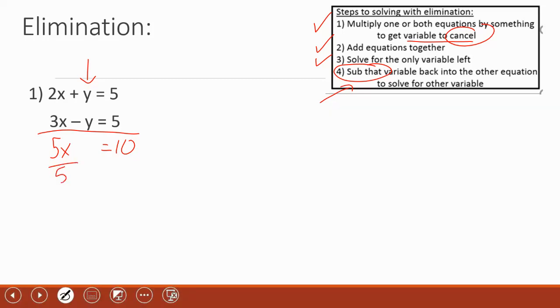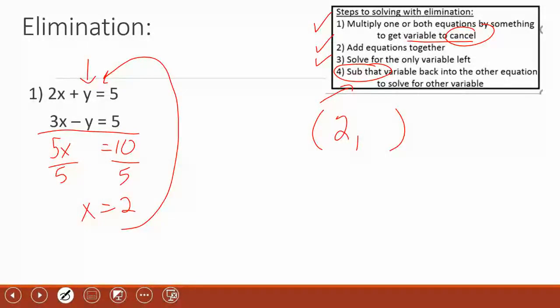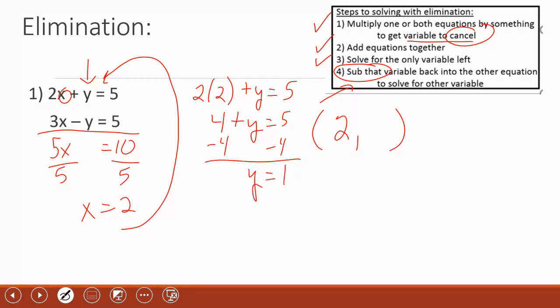Now I can solve for x. So x equals 2. Always write it down as half your solution. And then we substitute back in here into one of these two equations. We put in 2 for x. So I'm going to put 2 in for x right there. So I get 4 plus y equals 5. Nice easy equation. y equals 1.